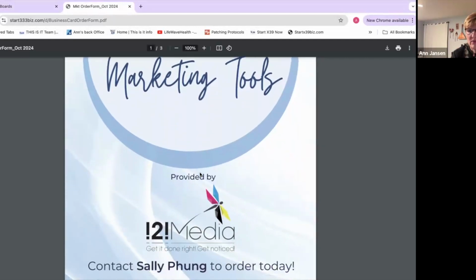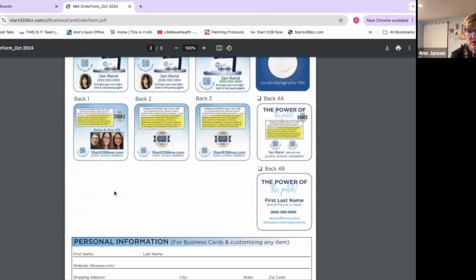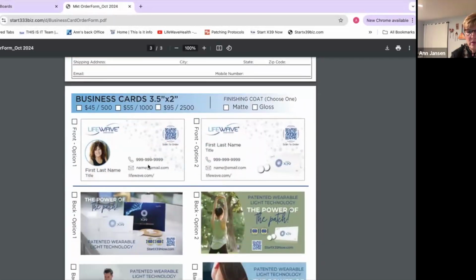She has a lot of different options. So there are some square cards here, and here are the traditional shape cards, and you have these little options. Make sure when you order from her that you put, instead of startx39now.com, that's what that person's team's name was, that you put this is it, info.com.